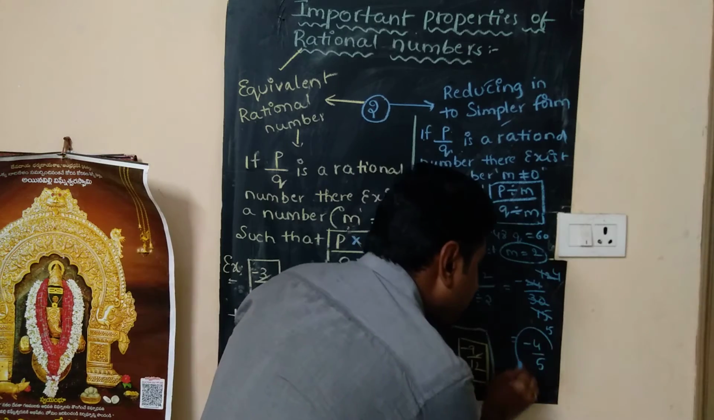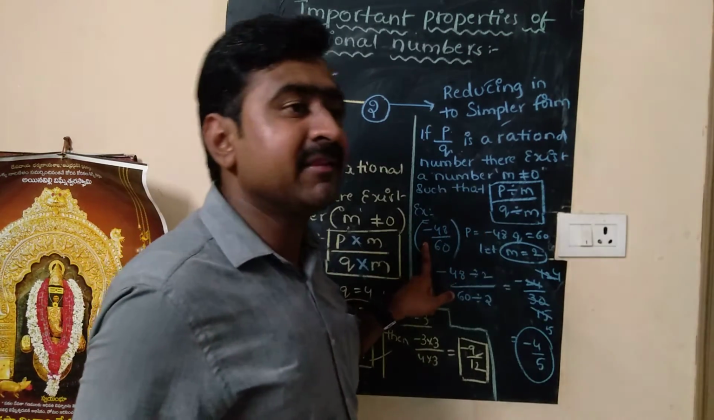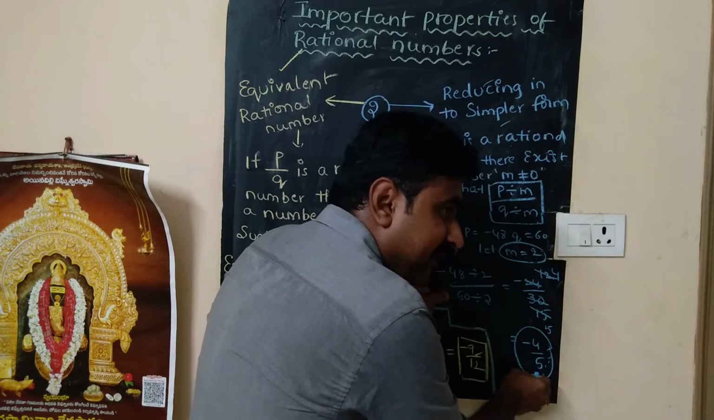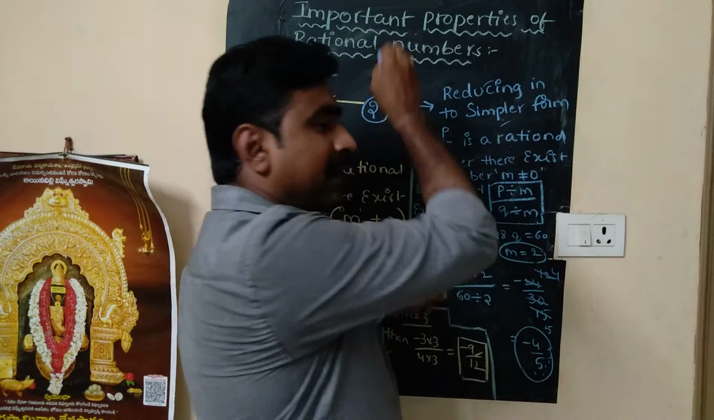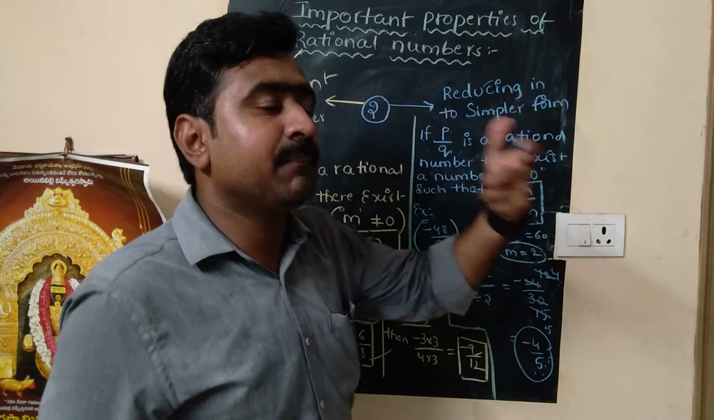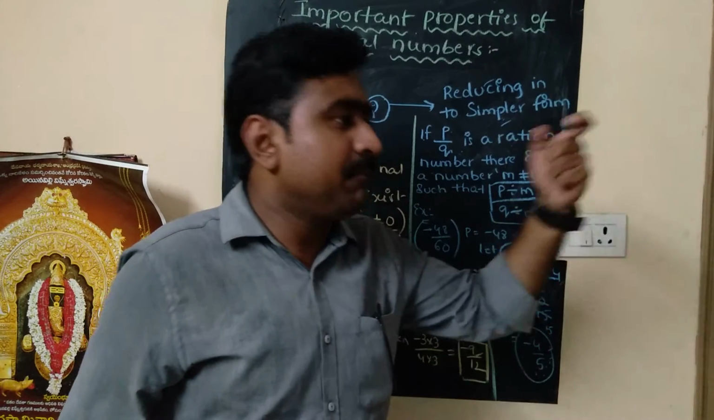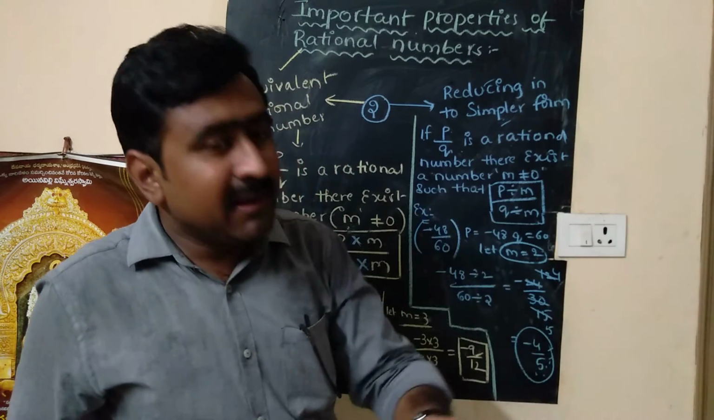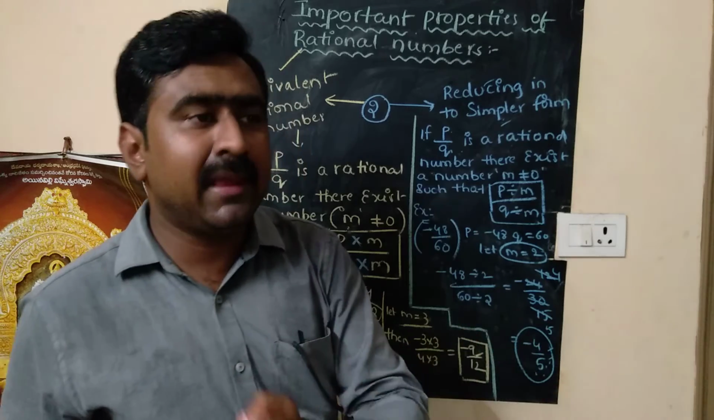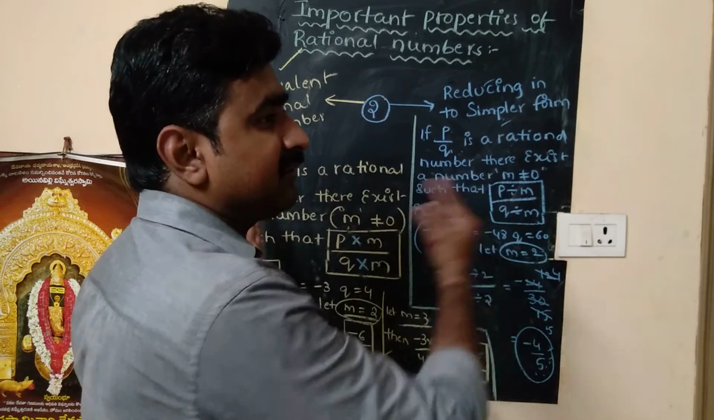So minus 4 by 5 is the simpler form of minus 48 by 60. Got it or not? So the only difference between equivalent and simpler form is, in equivalent form we are multiplying m with p and m with q, but in simpler form we are dividing m with p and m with q. So p by m, q by m, p into m, q into m, so that we will get the equivalent and simpler forms.